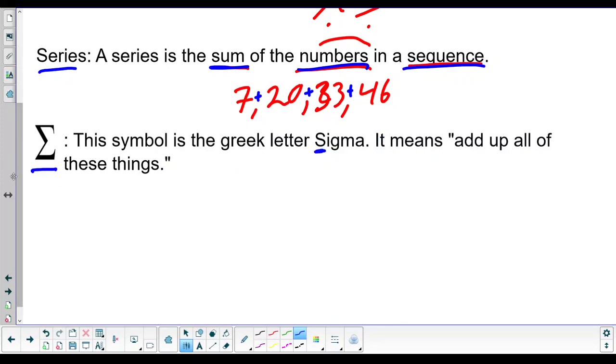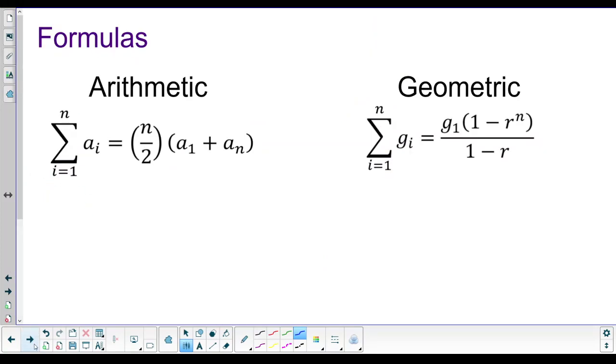What this symbol tells you to do in math is it says add up all of these things. So instead of writing this plus this plus this plus this, they'll use this symbol to do the shorthand so that they don't actually have to write everything out. And I'll kind of explain the notation a little bit better on the next slide. So let's go check that out.